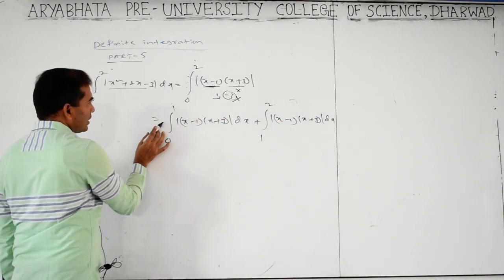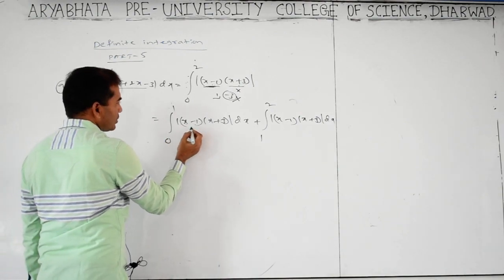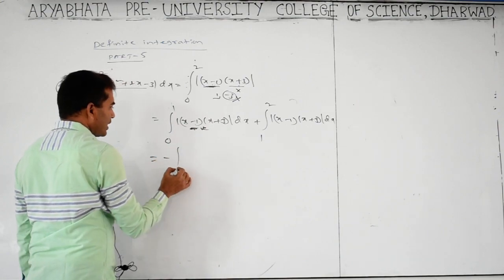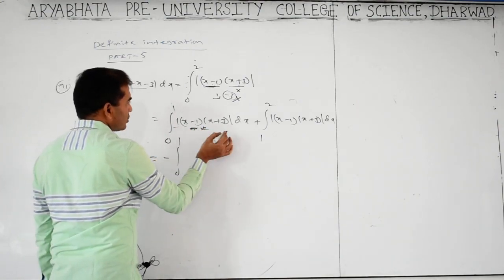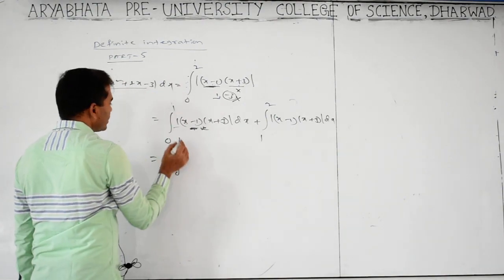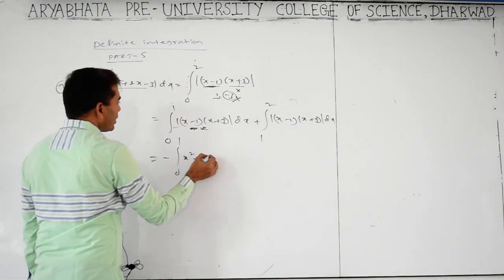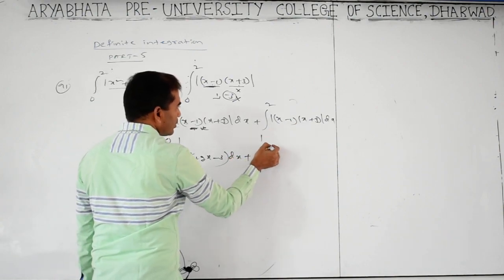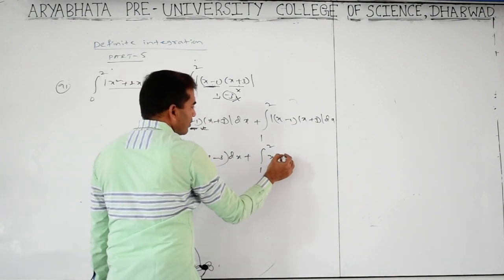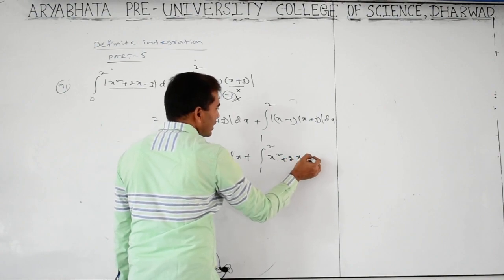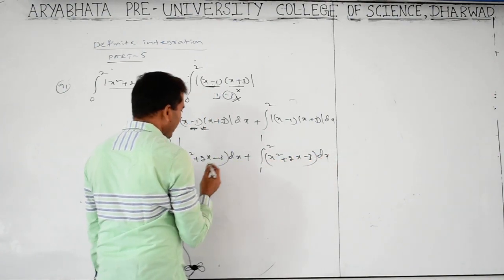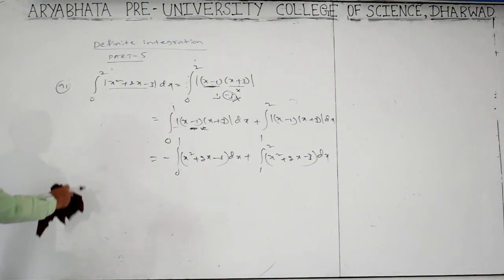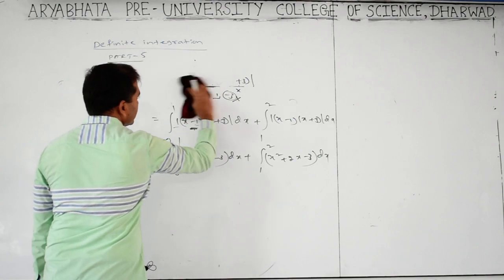In 0 to 1, taking 0.5 minus 1, which is negative. When it is negative, the whole gets a minus: 0 to 1 minus of x minus 1 into x plus 3, which is x square plus 2x minus 3 dx. From 1 to 2 it is positive, so x square plus 2x minus 3 dx. Then find the integration. This is to do yourself.